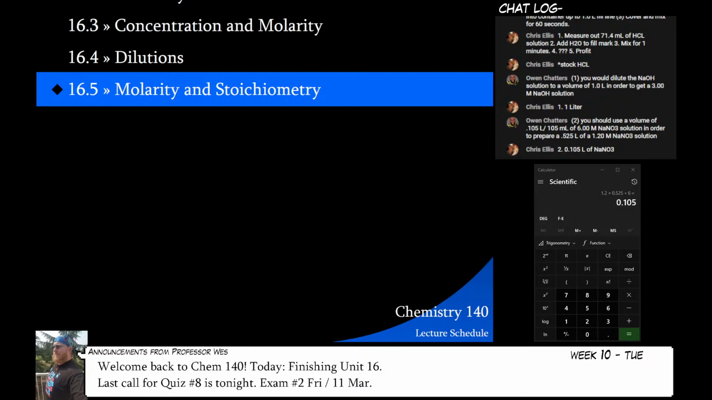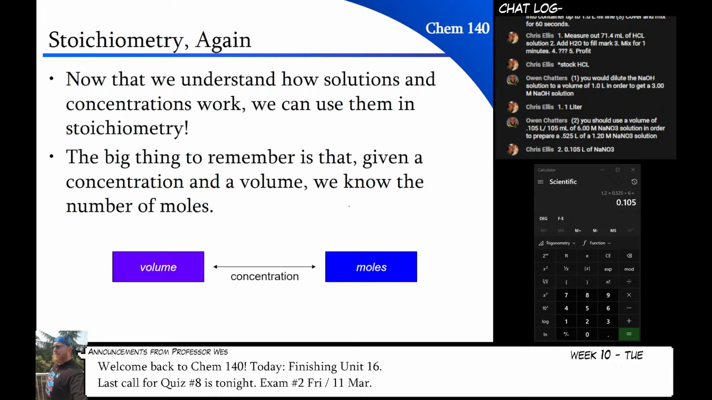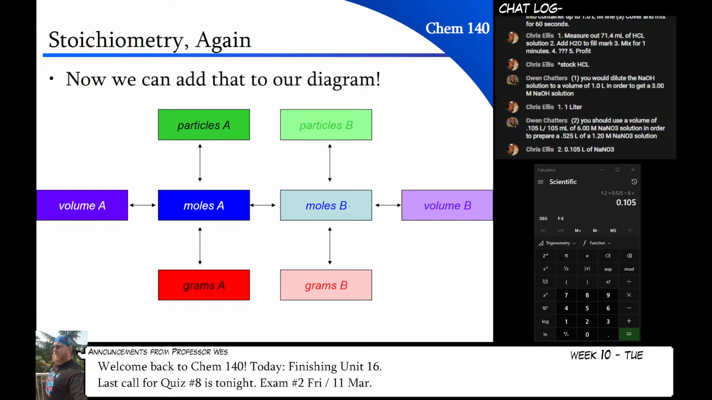So, stoichiometry was the whole point of chapter 15, where we just did grams to moles to moles to grams. Here, we can do this with volume now instead, because volume times molarity equals moles. So, we can just make a new connector and then just attach that to our diagram here. So remember this diagram here? You can still use it. It's just that the connections to go between volume and moles, you're going to use molarity. And molarity is a conversion factor because it relates volume to moles.